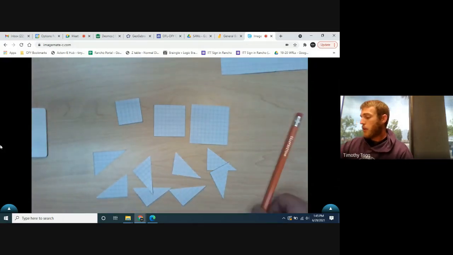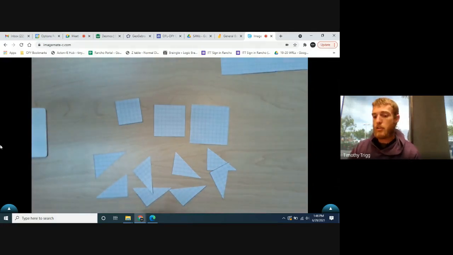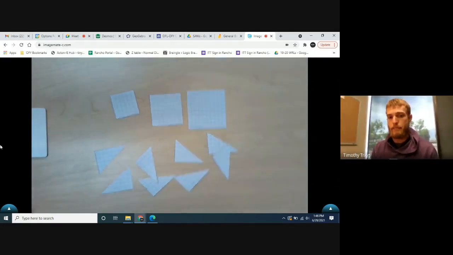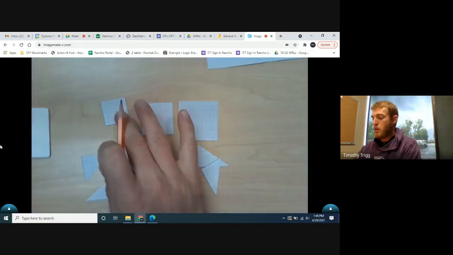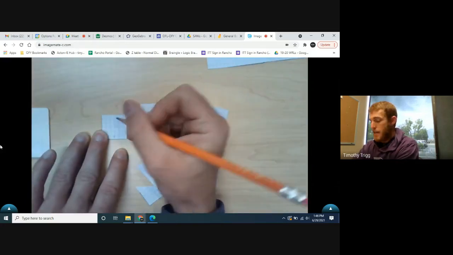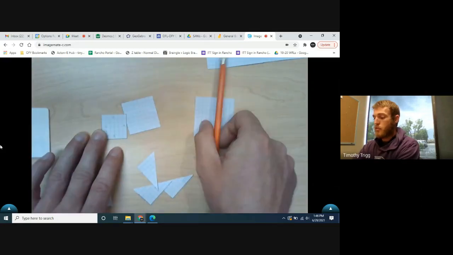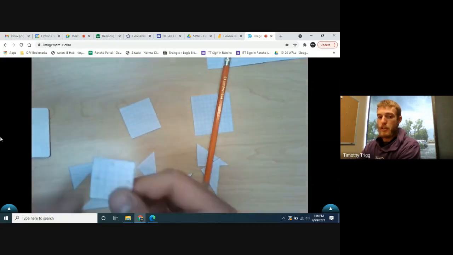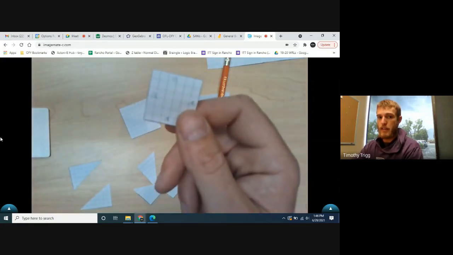All right, so now we're going to do some labeling here. Everything that has a length of 6, you're going to label with an A. So this 6 by 6 square is going to have A's all around. We're going to use lowercase a here. On each of the sides, since they're all 6, we're going to label each side with a lowercase a. Hopefully you can see that there.